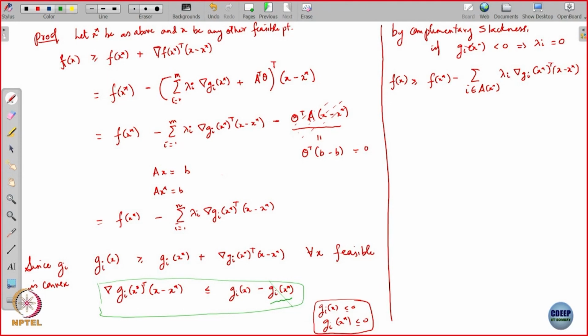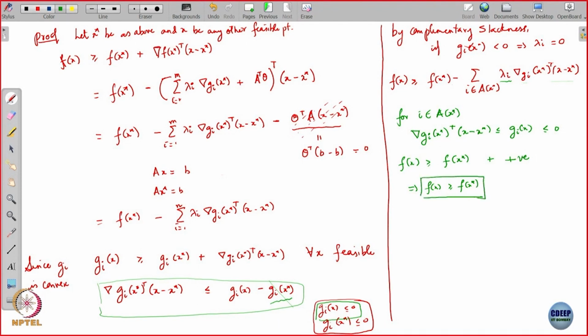What I am left with is therefore, for i in A of x star, the gradient of Gi evaluated at x star transpose (x minus x star) less than or equal to Gi of x. And what is Gi of x? x being feasible ensures that Gi of x is less than or equal to 0. So, this is indeed less than or equal to 0. Now, lambda i's are greater than or equal to 0. There is a minus sign outside, and then gradient of Gi at x star transpose (x minus x star) is less than or equal to 0. What this put together means is that f of x is greater than or equal to f of x star plus something that is positive, which means that f of x is greater than or equal to f of x star.